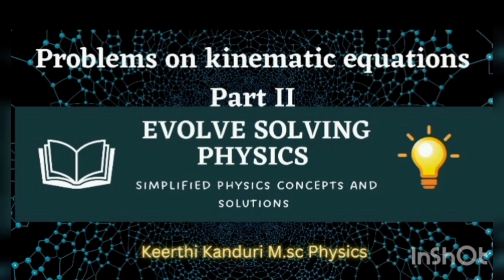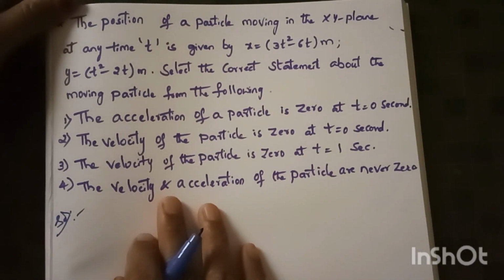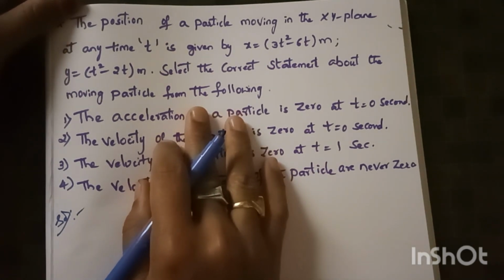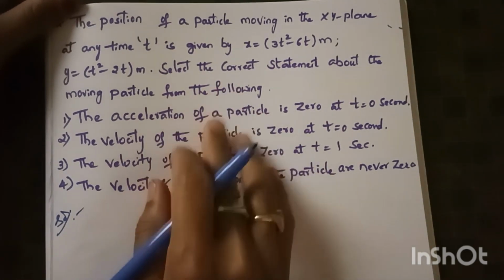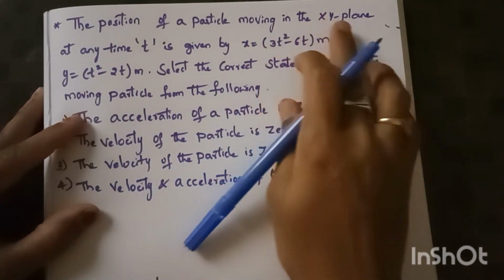Hi students, today we are going to discuss some problems on horizontal motion by using kinematic equations. Today we are going to discuss one more problem based on kinematic equations. So far we discussed that a particle is moving only in one direction. Now the position of a particle is moving in the xy plane.